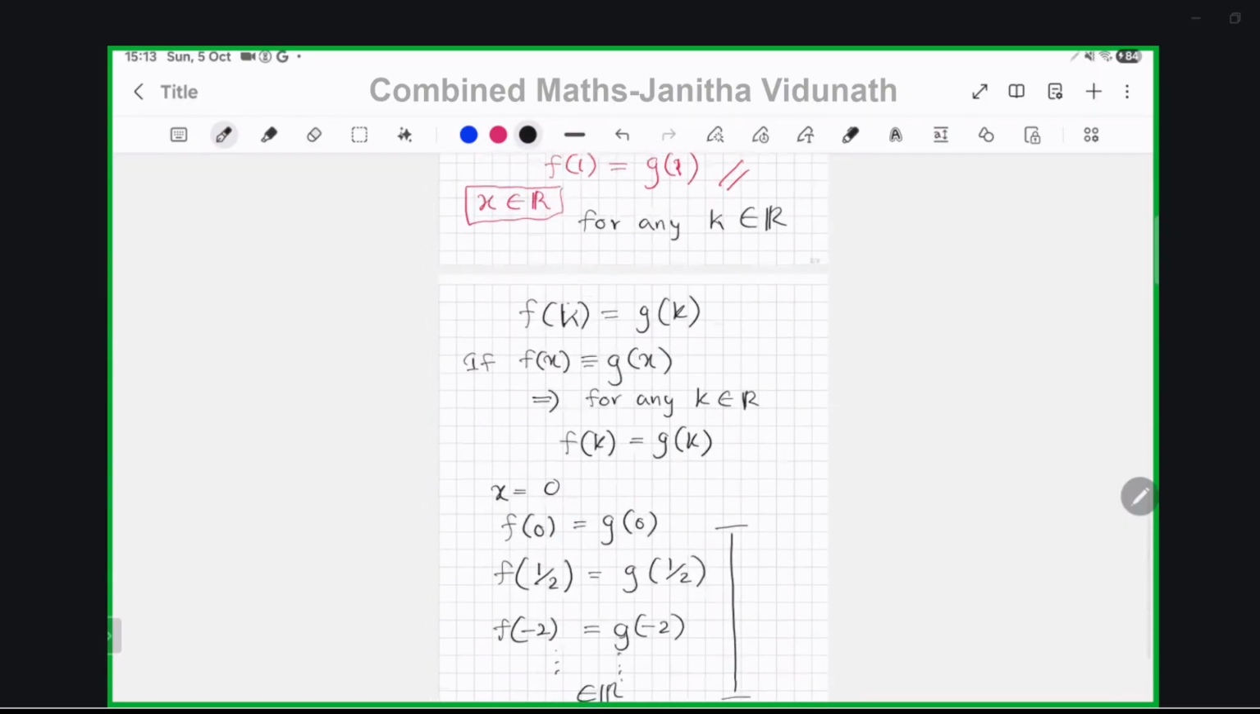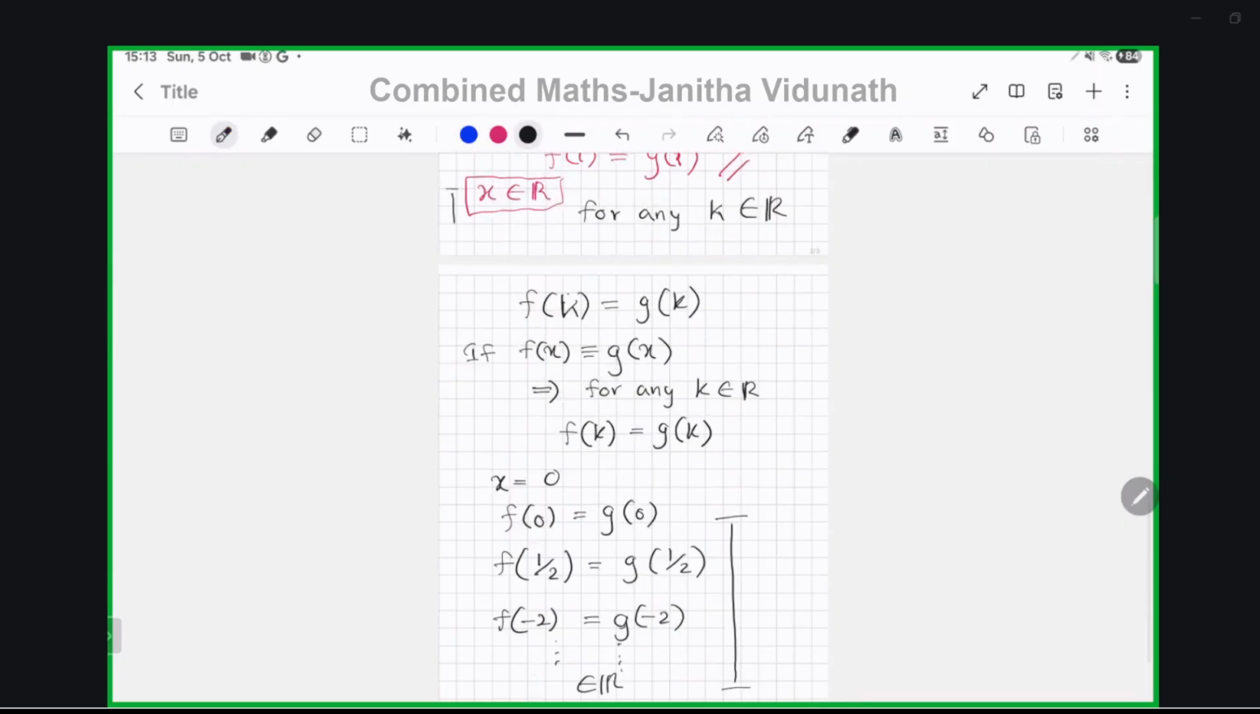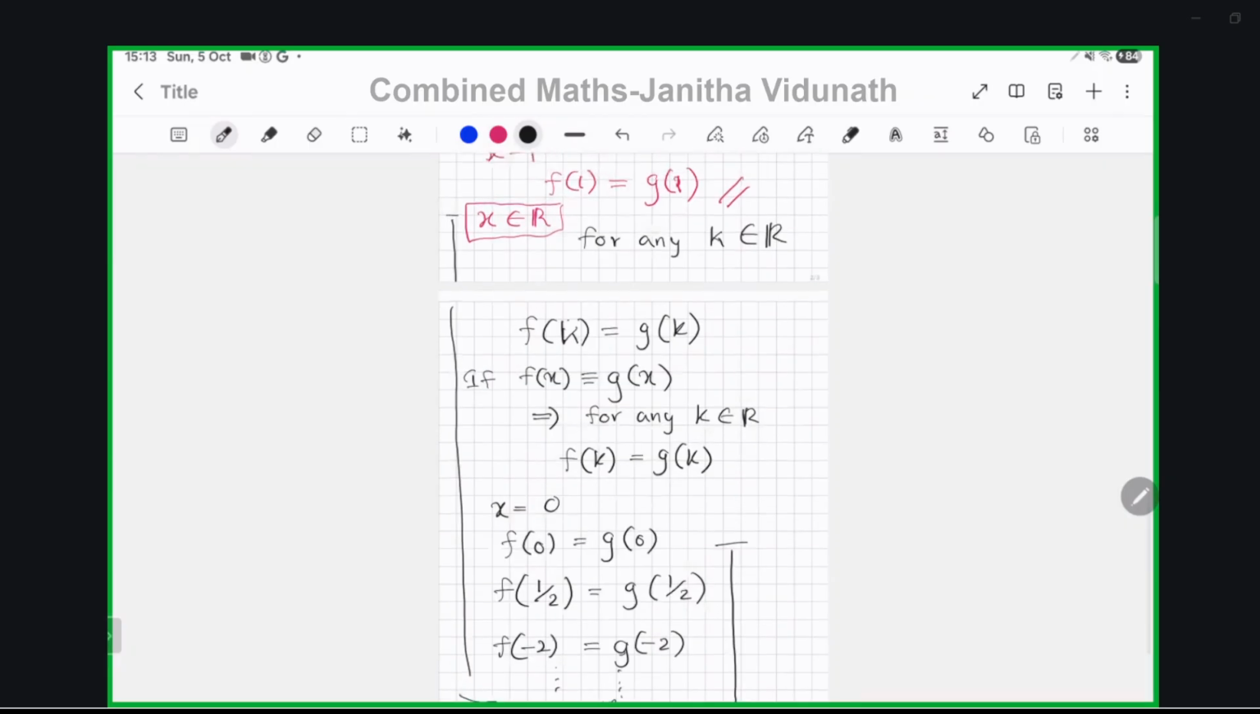Okay, first write down those things from here to here. If two polynomials are identical, then we can plug the same value for the variable and we can equal both the left hand side and right hand side.